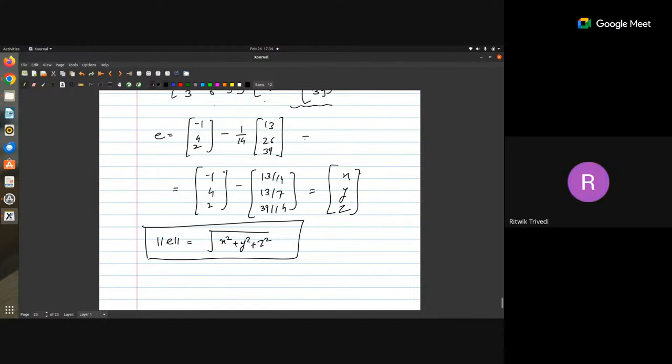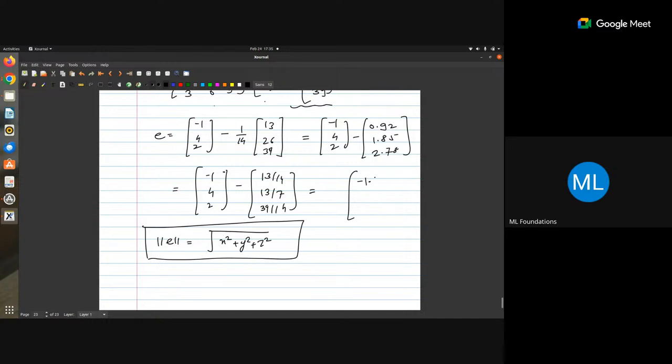No, I got 2.98. Okay, what values did you get here? -14/14, right? -13/14. Can you just tell me in decimals, not fractions? It will come as 0.92. 26/14 will come as 1.85. And 39/14 is like 2.78. Right?